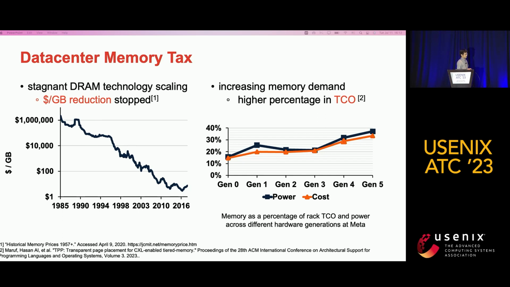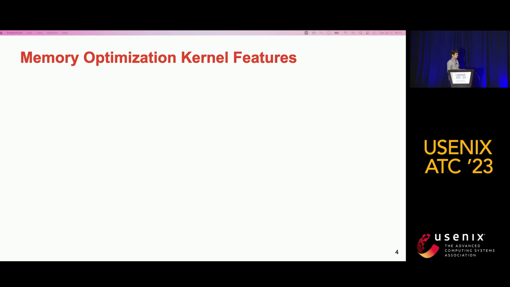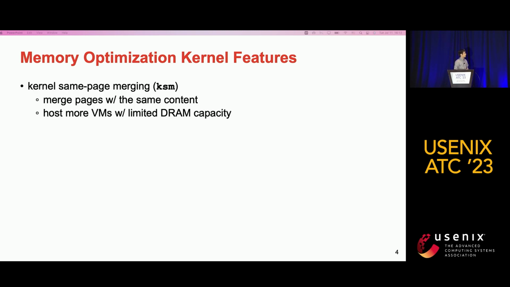With these two challenges, it's very urgent for us to find solutions to alleviate this burden of memory resources in the data center. So people find some ways, especially from the OS community. People propose several memory optimization kernel features, and here I will highlight two of them. The first one is kernel same page merging, also called KSM. KSM aims to merge pages with the same content and then eliminate the redundant pages. You can save host memory, and for your system, you don't need to buy more memory but can still hold more virtual machines.